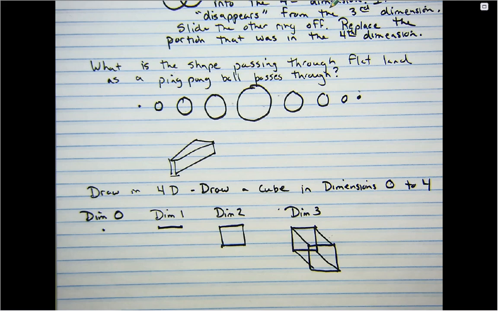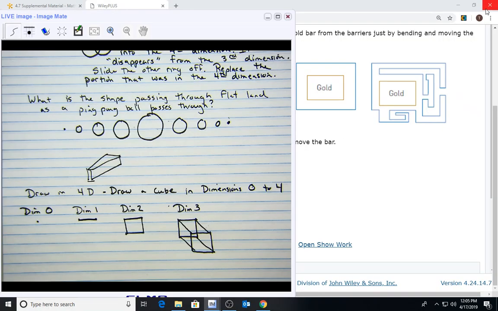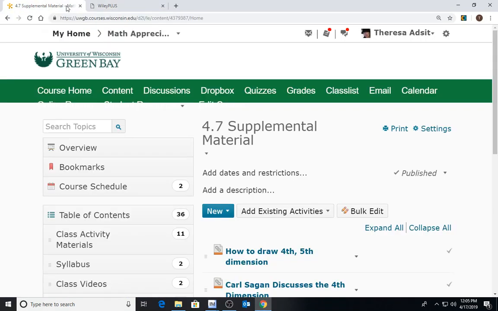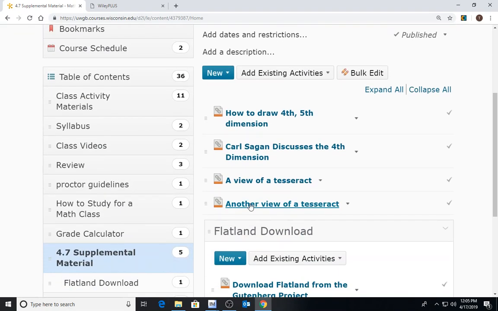To do that, I have a little video. So this is on D2L content. There's a little bit of material here for the fourth dimension. How many of you have heard of Carl Sagan? Anybody else heard of Carl Sagan? Yeah, he's a very brilliant man. He's talking a little bit about the fourth dimension here. It's a lot like what we talked about in Flatland.